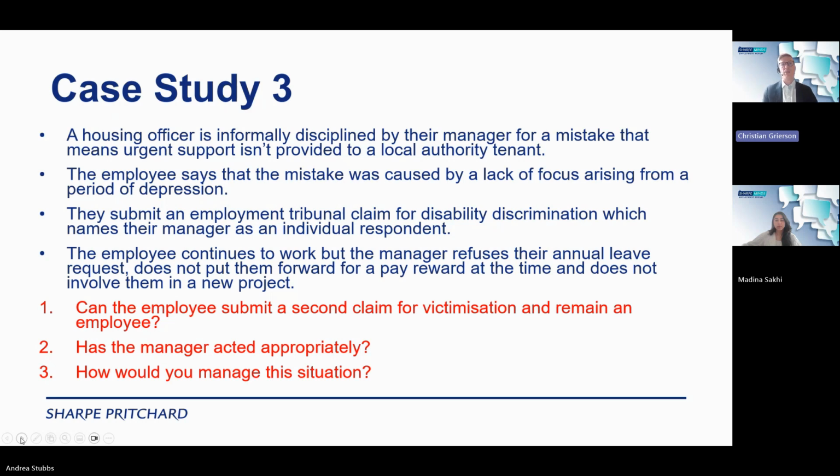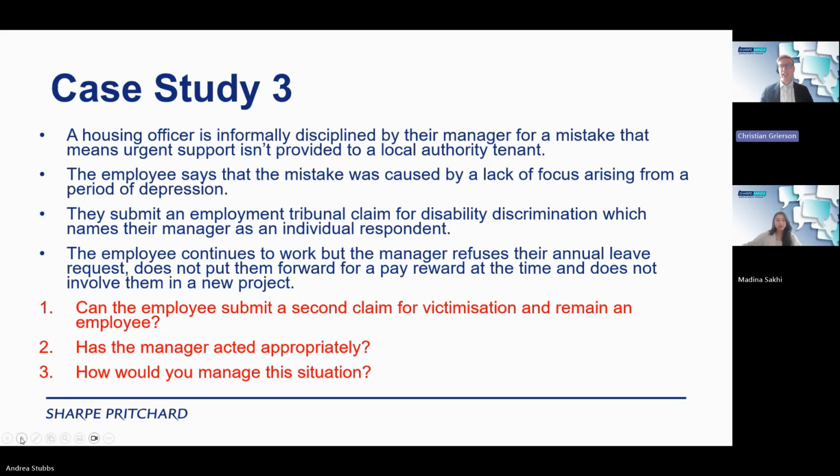means urgent support isn't provided to a local authority tenant. The employee says that mistake was caused by a lack of focus arising from a period of depression. The employee then submits an employment tribunal claim for disability discrimination, which names their manager as an individual respondent. The employee continues to work, but the manager refuses their annual leave request, does not put them forward for a pay reward at the time, and does not involve them in a new project. So, first question, can the employee submit a second claim for victimization and remain an employee?